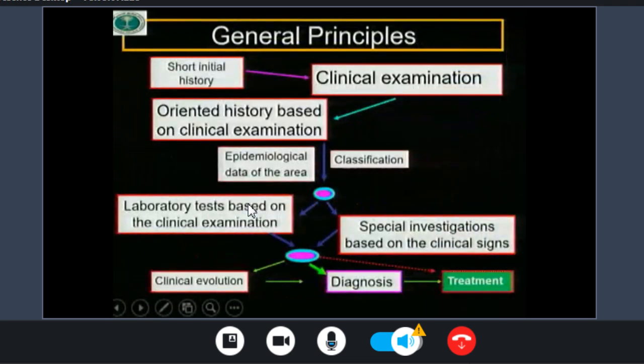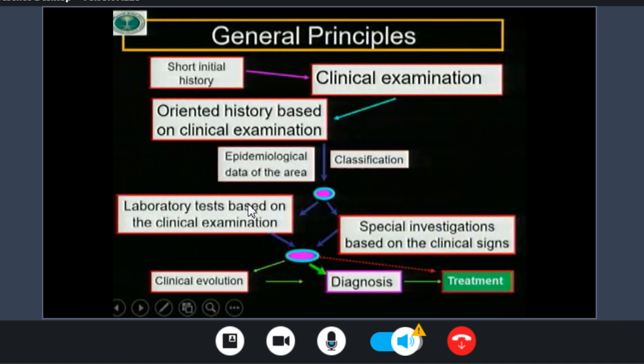Usually we have basics to start with: a short initial history, and most of the time I focus only on the complaint of the patient. If the patient has photophobia, or an uncomfortable eye, or might have loss of vision, from that point I will start to do clinical examination. And by examination I can find a lot of signs that might direct my full history of that patient, either ocular or including systemic history.